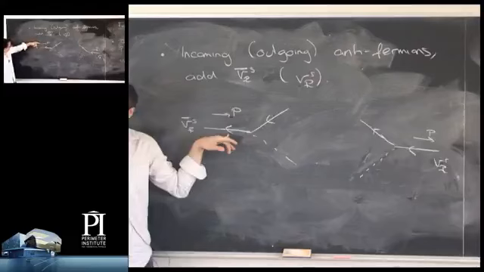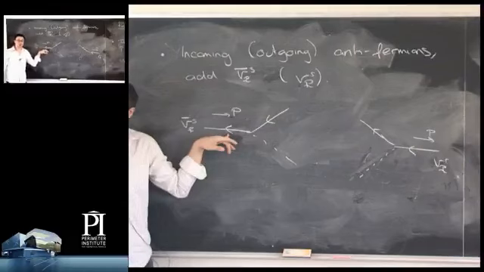Notice that this is an incoming particle, which is labeled by this P, so it's going that way, but this arrow goes the opposite way. And this arrow, remember, is telling you the charge of the state. So this is saying that it's an antifermion instead of a fermion.